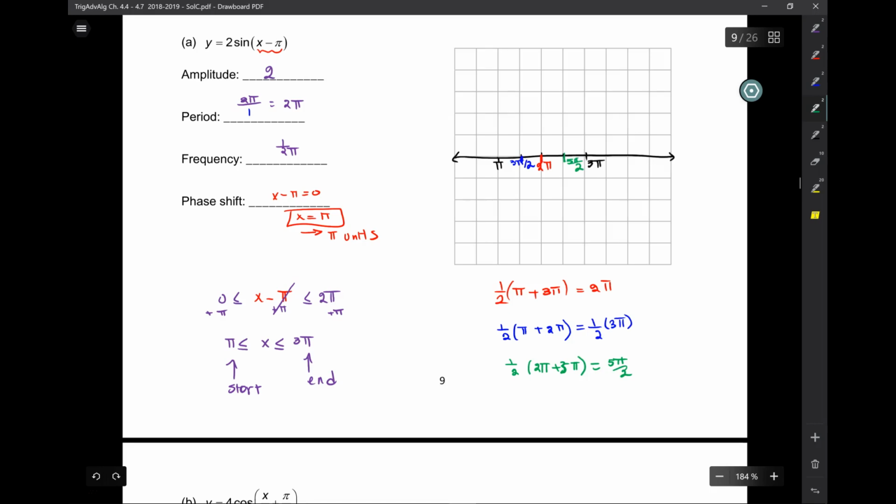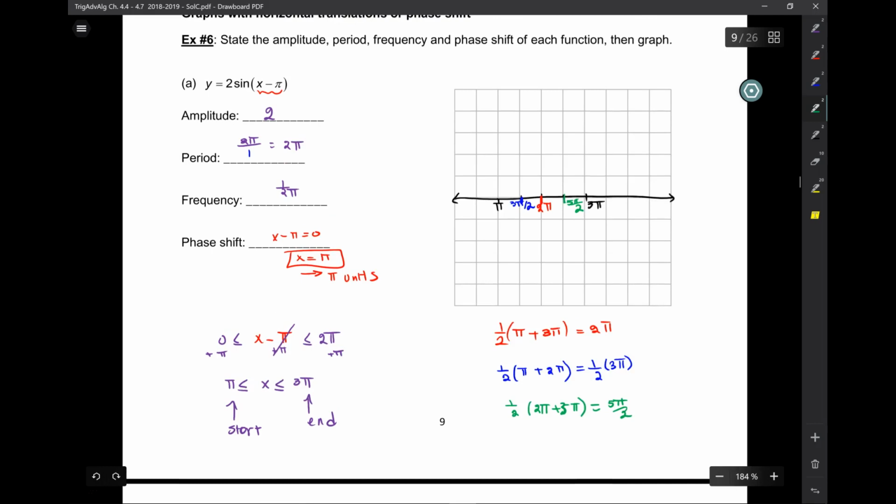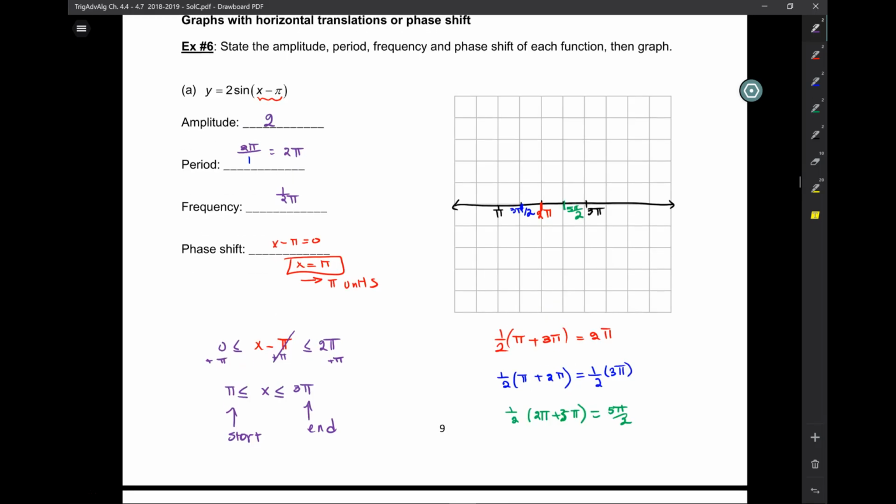Now, here's a question for you. It starts at pi, ends at 3 pi. How many spaces are in between? Like how many units? From pi to 3 pi, what's the distance? 2 pi. What was the period? 2 pi. Do you see that? The distance from pi to 3 pi is 2 pi. So that's a way to check yourself.